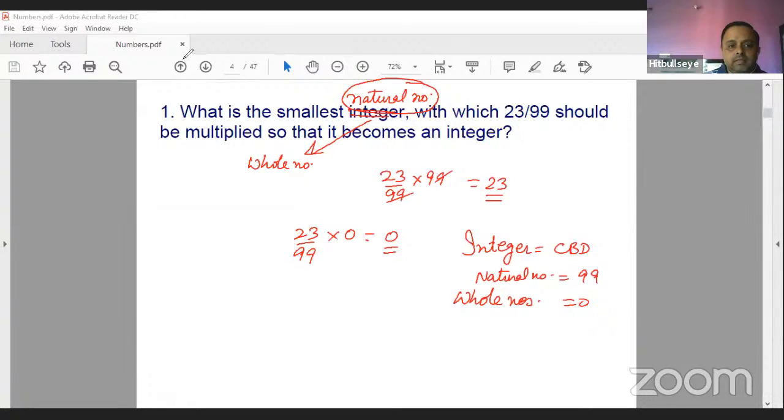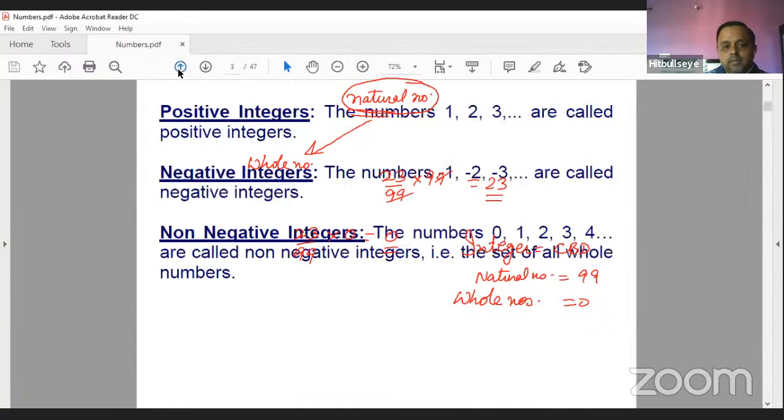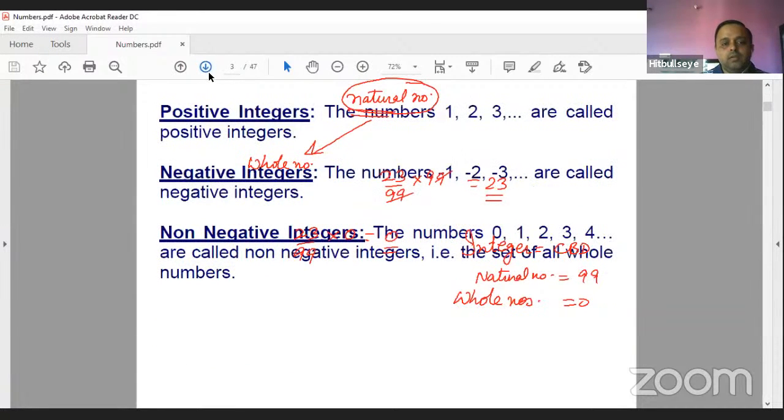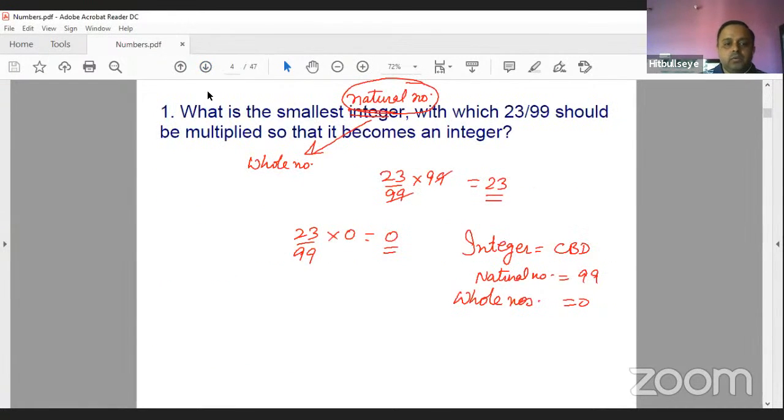That means these definitions of the numbers are important. What are natural numbers, what are whole numbers, what are integers, you must know them. You cannot ignore these categories, because the whole answer will be a different one if you just change the category from natural to whole number or from whole number to integers.